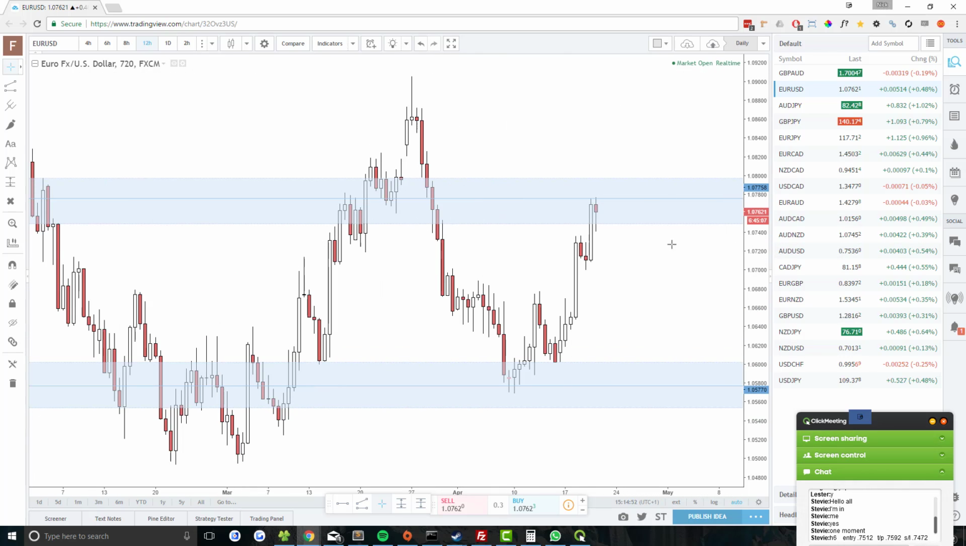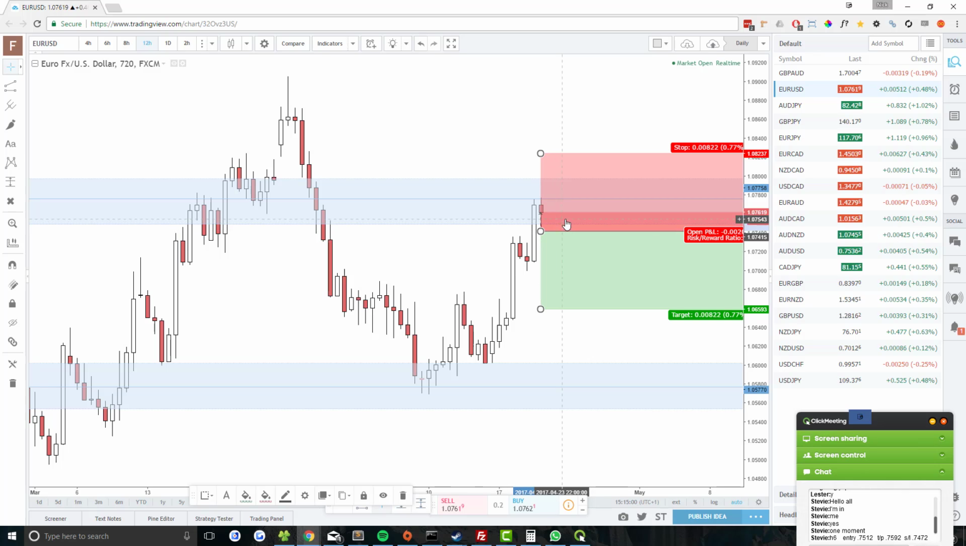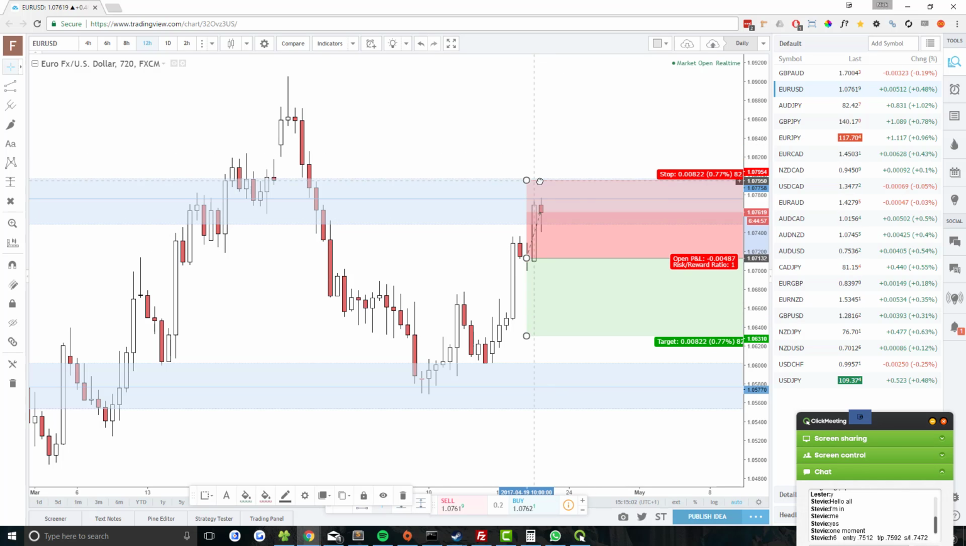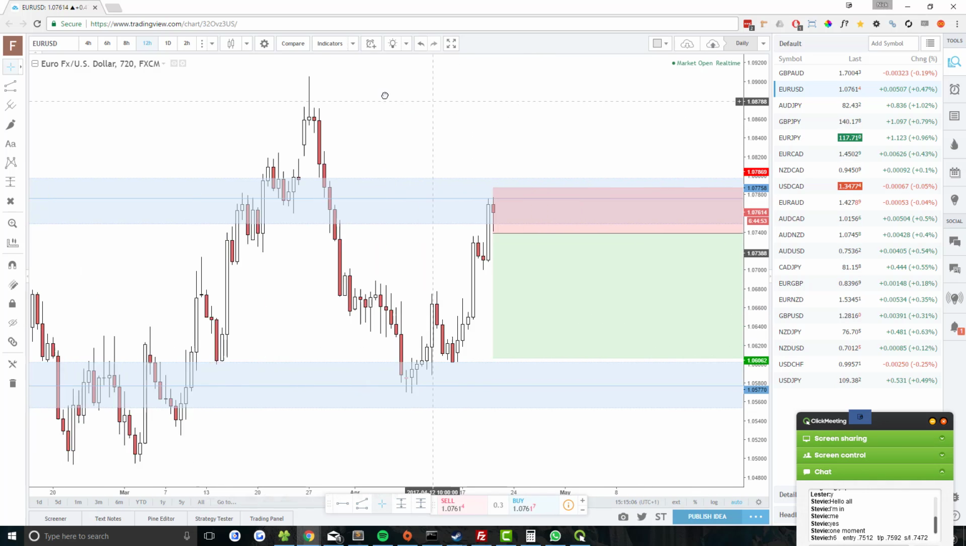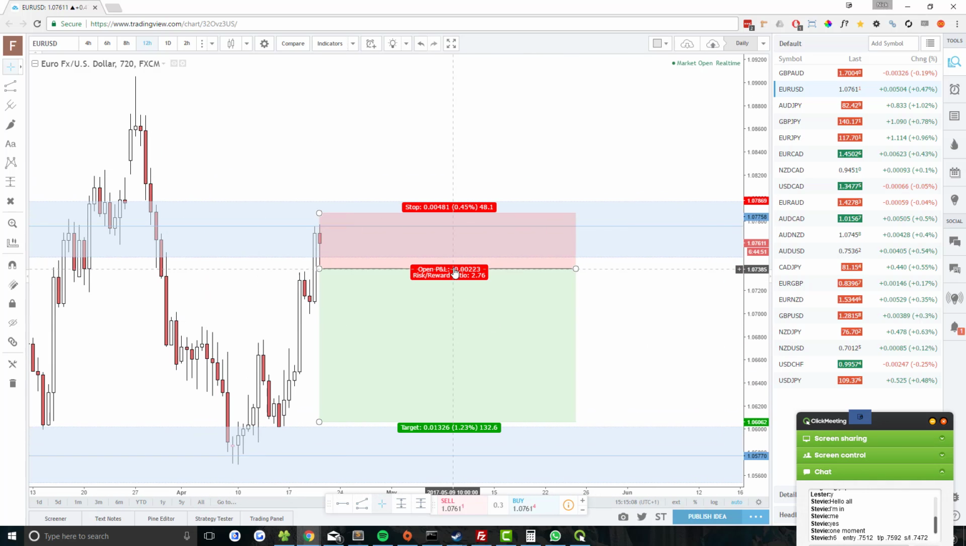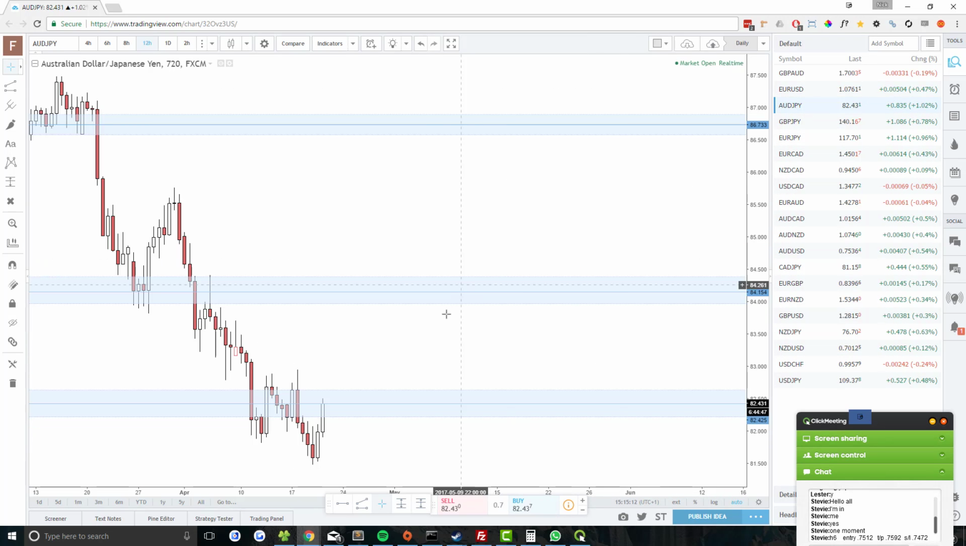It looks okay on the 12-hour. I don't like that lower wick there, but sometimes you just have to make do with indecision candles that you don't like. Regardless, we do have a pretty good risk to reward ratio on this if we wanted to go short. So there is potential here. Keep a close eye on EURUSD.